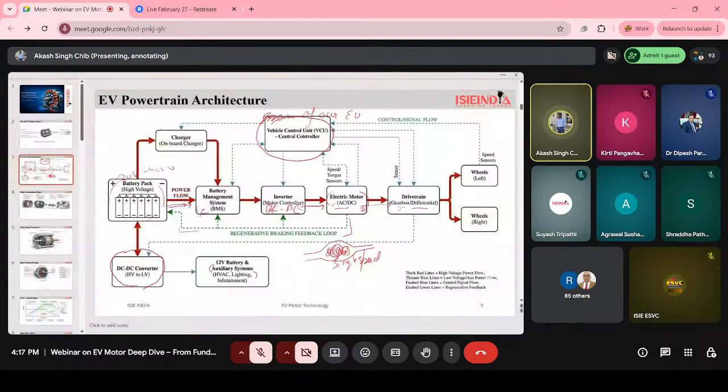And one more thing here is the charger. You can see here the onboard charger. In the onboard charger, basically we get AC supply. It is a slow charger, but in the public station charger, we get the direct supply, so our battery gets charged faster. In the onboard charger, the charging process is a little bit slow compared to the public station chargers.